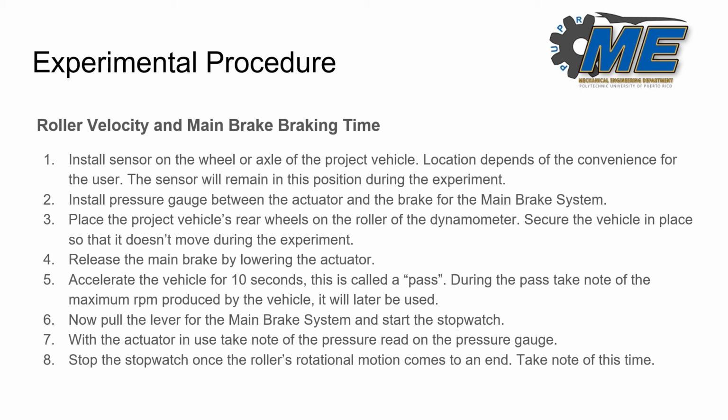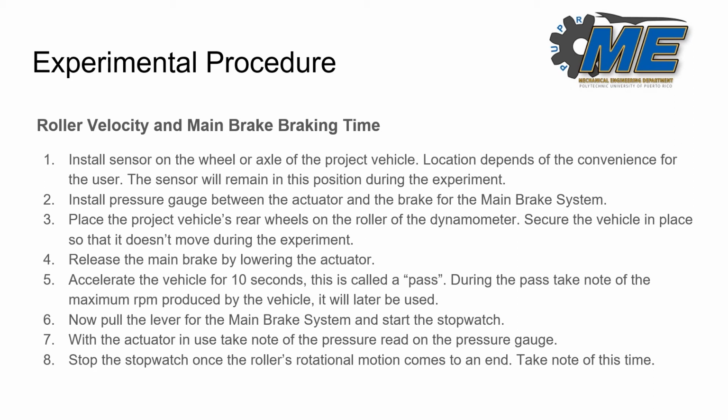This is going to be called a pass. During the pass, we are going to take note of the maximum RPM produced by the vehicle. It's going to be used later for our calculations. Now after that we want to pull the lever of the main brake system and start the stopwatch.